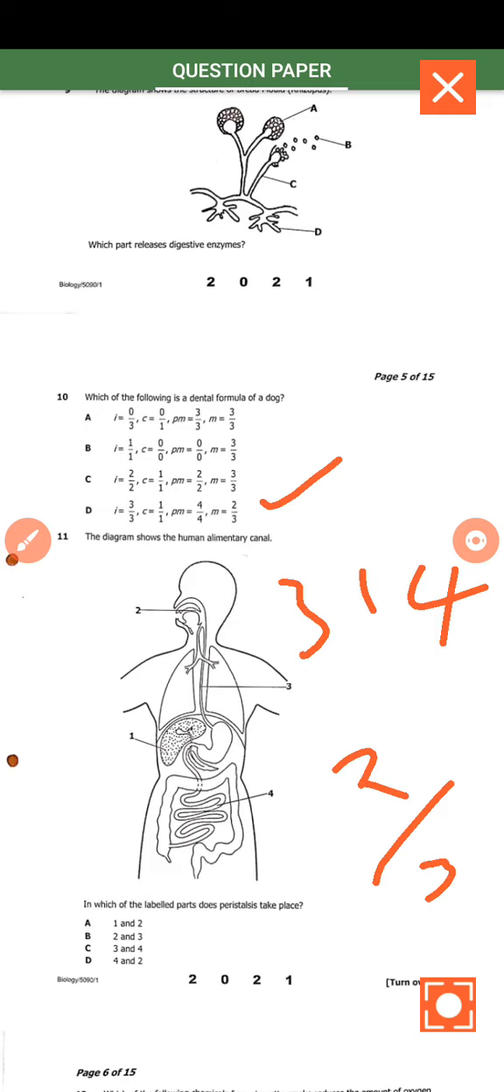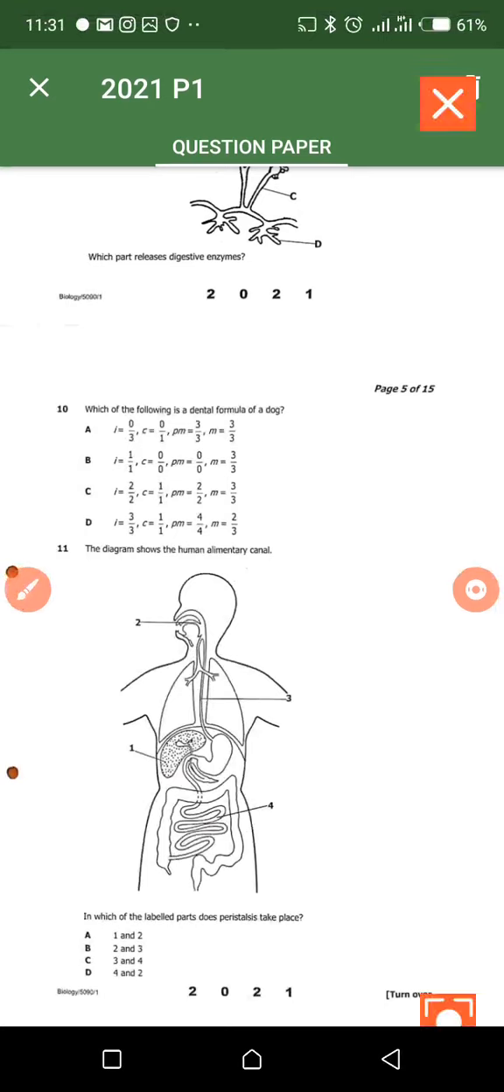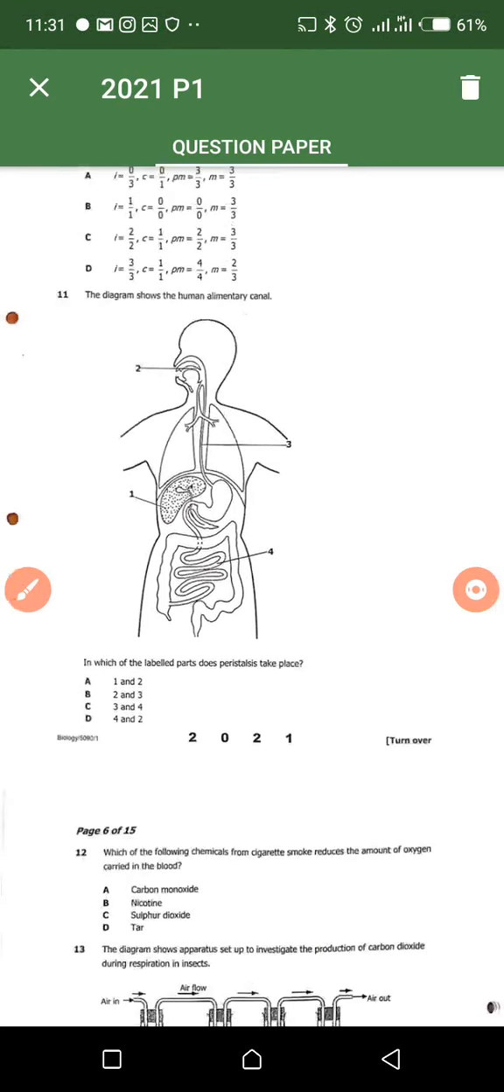What that means is that a dog has 3 incisors on the upper and 3 incisors on the lower, then 1 canine above, 1 canine below, and 4 premolars above, 4 premolars below, and then 2/3 is 2 incisors above and 3 incisors below. So the answer here is D. What are we saying? The answer is D. We go to the next one.